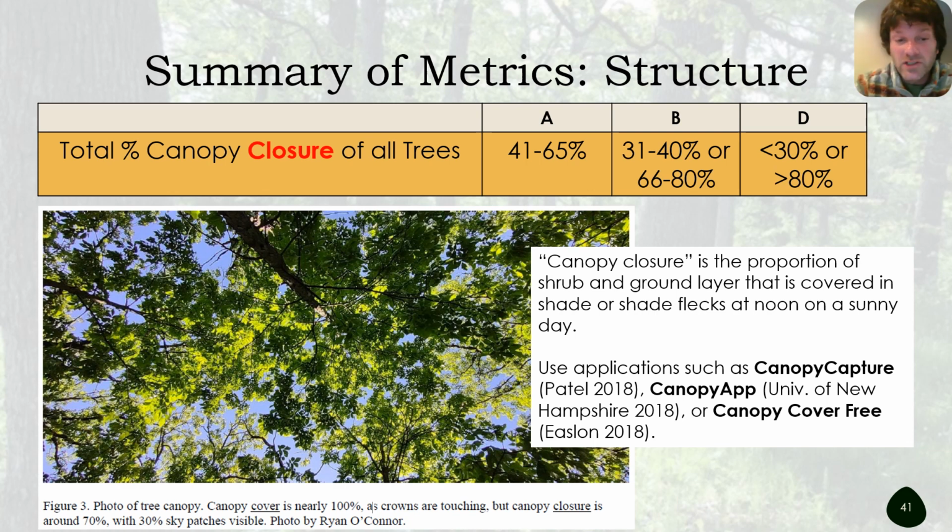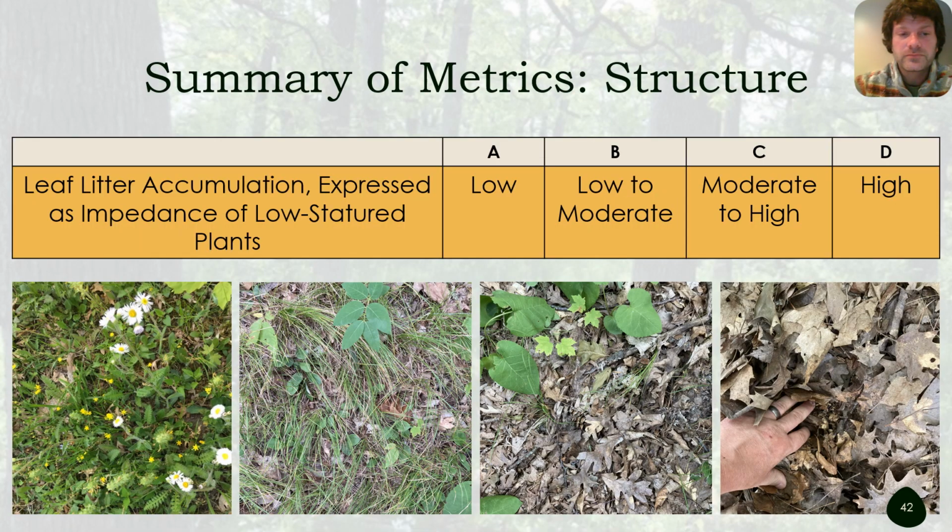And so this image shows a case that's about 70% closure estimated from an app. So it would be a B. It's a little on the high end. There's a little much hickory, which casts a deeper shade, kind of in the understory in this image.